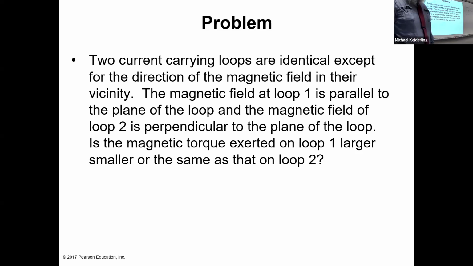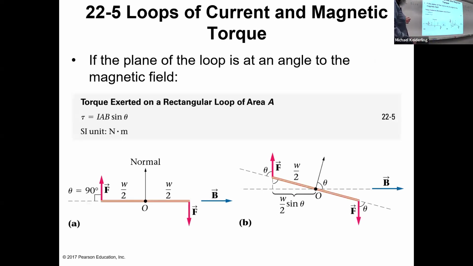Loop 1 has more, so loop 2 has less torque. Because of the angle, you get maximum torque when the loop is parallel to the field and the normal is perpendicular.